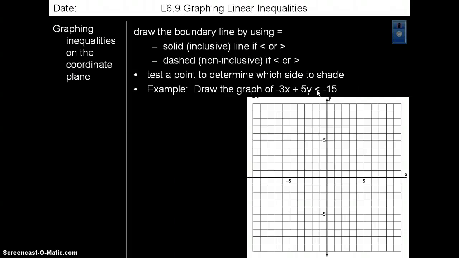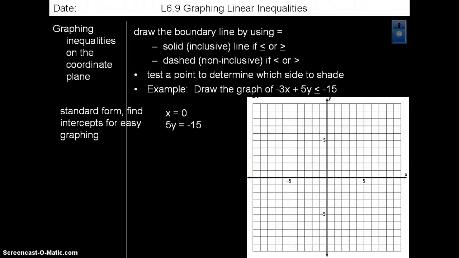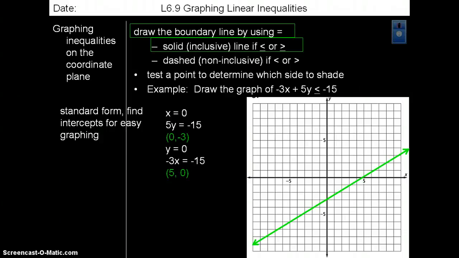And in this case, you are correct. This would be a solid line. Since we're kind of standard-formish, the intercepts make it pretty easy to graph. For example, if x is 0, we know that 5y equals negative 15, so y must be negative 3. And if y is 0, we know that negative 3x is equal to negative 15, therefore x must be 5. So we've got our 2 points: the point 0, negative 3, and another point at 5, 0. We can use those 2 points to draw the line.